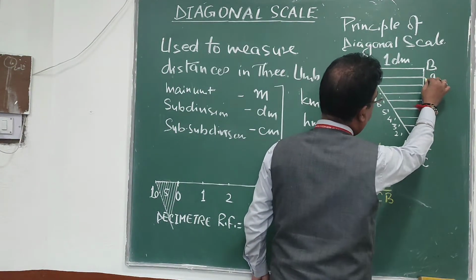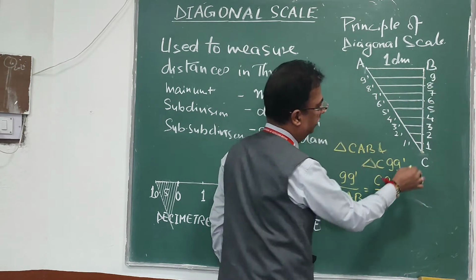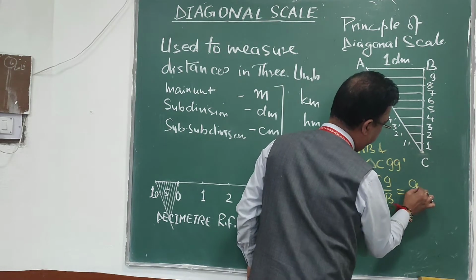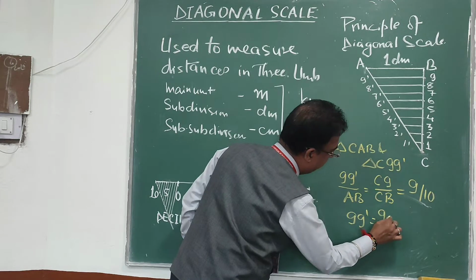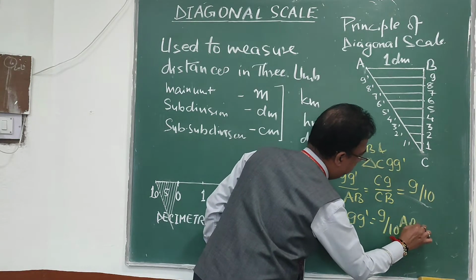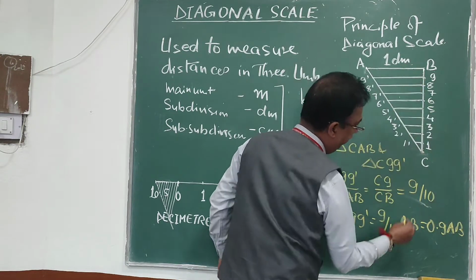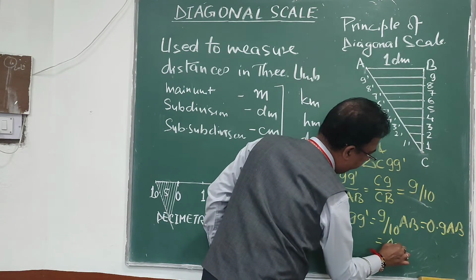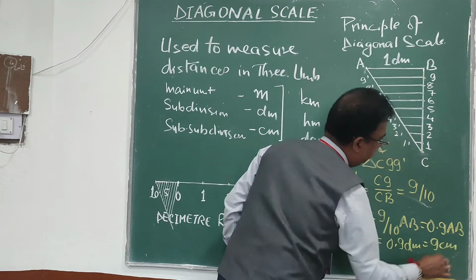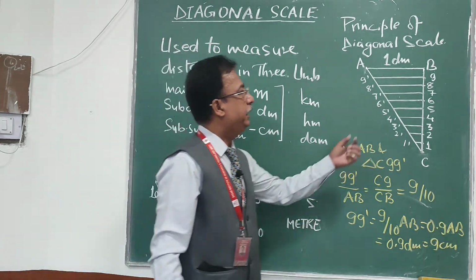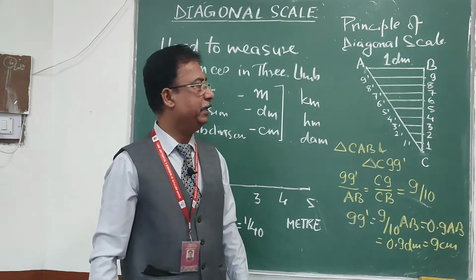And the value of this C9 upon CB will be, this is 9 parts and this is 10 parts. Actually we have started marking equal markings, so the ratio will be 9 upon 10. It means this 9 9 dash will be equal to 9 upon 10 AB, that is 0.9 AB. And if AB is 1 decimeter, then this will be 0.9 decimeter, or you can say 9 centimeter. So in this way we got a length shorter than 1 decimeter. Now that is a 9 centimeter length.